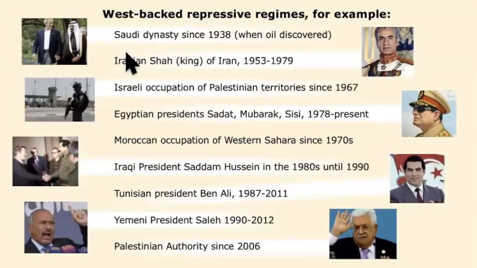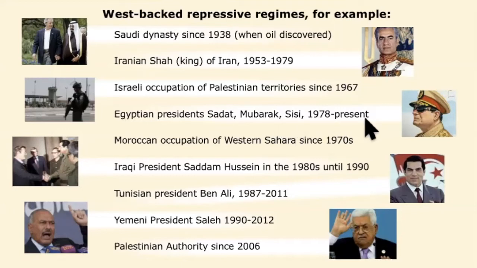If we look at this little list, the Saudi dynasty has enjoyed support from Western governments since 1938. Here's a photo of President George W. Bush holding hands with the King of Saudi Arabia. In Iran, the West supported the Shah, or the king, especially through this period of 1953 to 1979. In the occupied Palestinian territories, Western countries have supported the Israeli occupation, providing military aid and diplomatic cover.